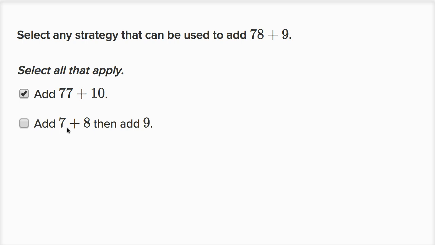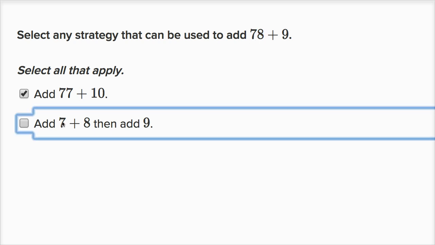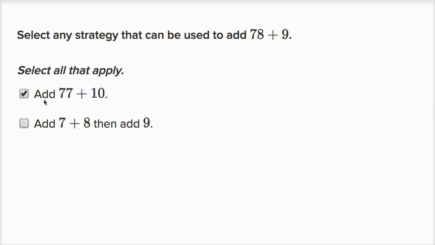Now what do they do here? Add 7 and 8. So why would I add 7 10s plus 8 1s? They're treating this 7 like as if it's 7 1s. So this doesn't make sense. So I would only choose this first choice. Let's do a few more examples.